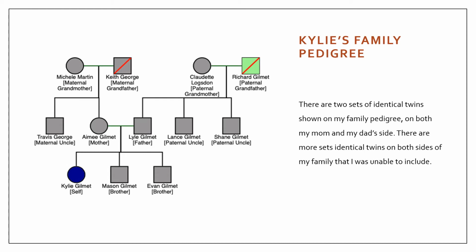The pedigree I included shows two sets of identical twins from my family. My dad and my uncle are identical twins, and my mom's dad, or my grandpa, is an identical twin. We have more sets of identical twins that run in our family, but I was unable to portray them in this pedigree. None of my siblings or I are identical twins. However, it is theorized that twins can skip a generation, so maybe one of us will happen to have twins in the future.